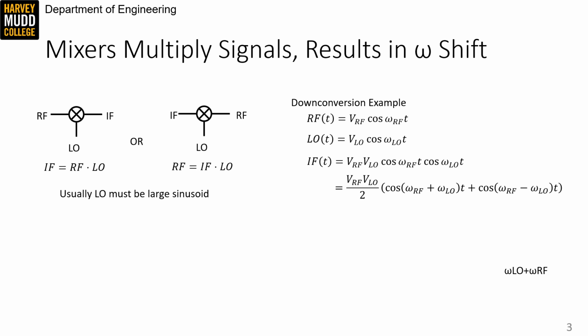The RF signal is given by a sinusoid with the frequency omega RF, and the LO signal is given by some sinusoid with the frequency omega LO. When we multiply these to find IF, we can use the angle addition formula to convert the result from a product of sinusoids to a sum of sinusoids. We get one signal at an output frequency of omega RF plus omega LO, and one signal at omega RF minus omega LO. So a higher and a lower frequency than the input frequency.